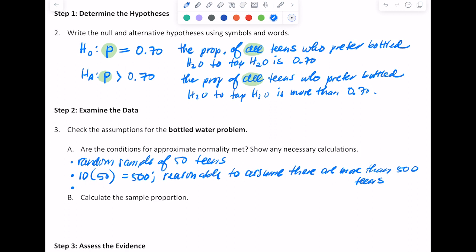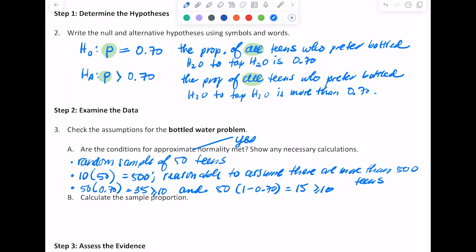Okay, and then I'm checking my success failure. So that's going to be n times p, and p here, you just go back to your hypotheses, is 0.70, and 70% of 50 is 35, which is greater than or equal to 10. And then you can do 50 times 1 minus 0.70, or 50 times 0.30, or just take 50 minus 35 and you get 15, which is also greater than or equal to 10. So yes, the conditions for approximate normality are satisfied.